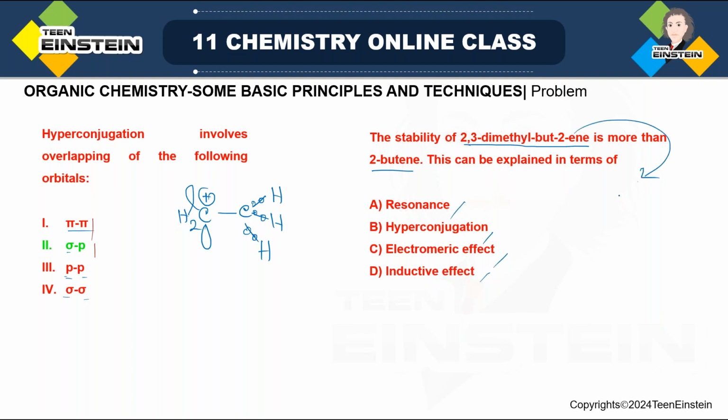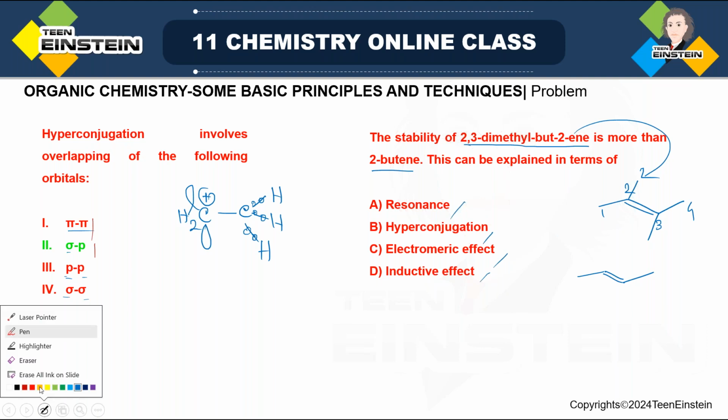So this molecule is butene. That means we have a total of 4 carbons, with a double bond at position 2 in 1, 2, 3, 4. And at the 2 and 3 positions, we also have 2 methyl groups. So this is the structure, and 2-butene means simply like this. Now the first molecule is more stable. Why? That is the question.